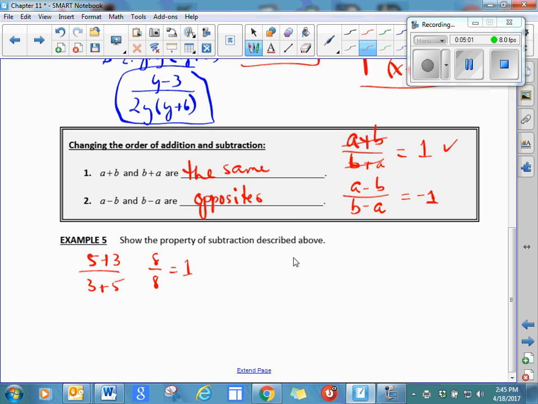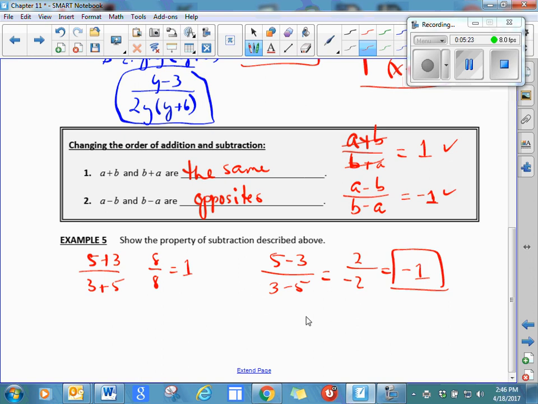But if we have 5 minus 3 over 3 minus 5, you end up with 5 minus 3 is 2, and 3 minus 5 is negative 2. So this is where you get this guy right here, negative 1. And this will work every time, every example that you do.